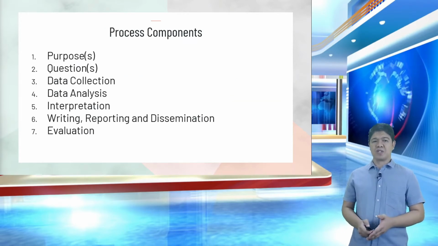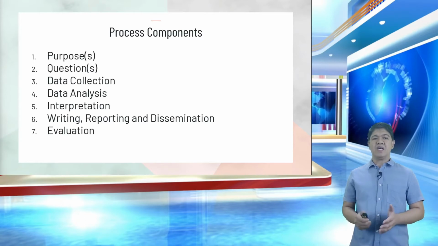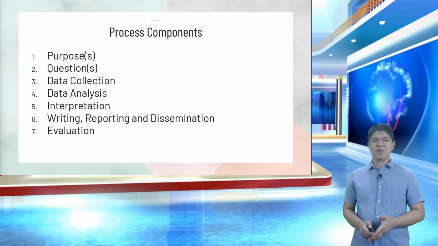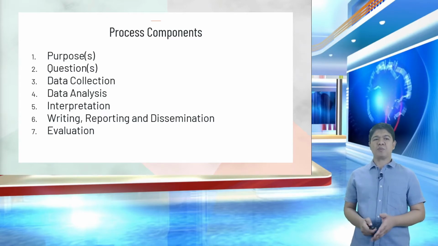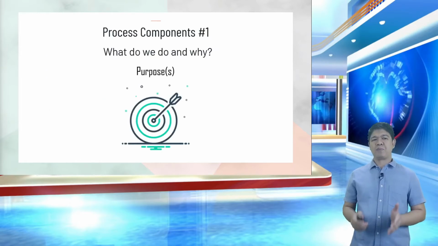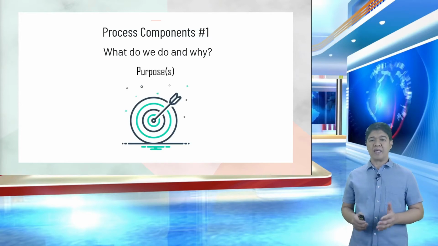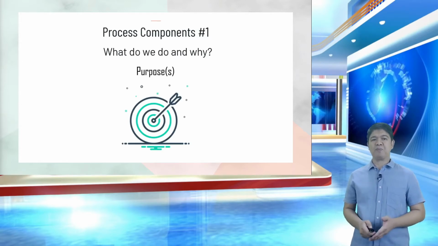Process components. So first we have the purpose, questions, data collection, data analysis, interpretation, writing, reporting, and dissemination, and the last one is the evaluation. We're going to tackle each of these process components one by one. So first, we have process component number 1. So what do we do and why? So in short, what's the purpose?